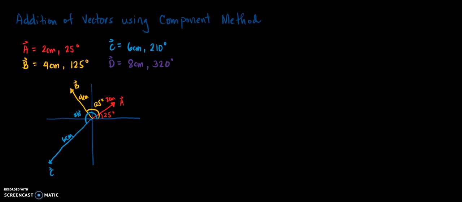Then last, for vector D, that is 8 centimeters, 320 degrees. So it is located in the fourth quadrant. This is vector D. The 320 degrees is from the positive x-axis counterclockwise up to here. That's the 320 degrees, and the length of this is 8 centimeters.